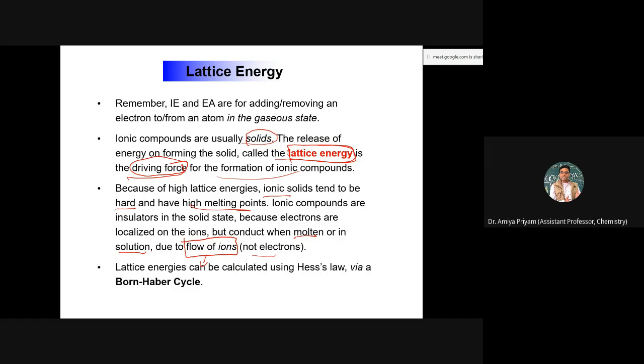And there is something called the Born-Haber cycle, which is based on Hess's law of summation. So this is again an application. Hess's law itself is an application of conservation of energy.